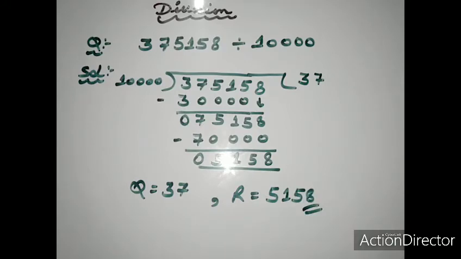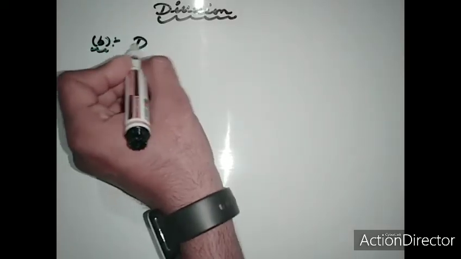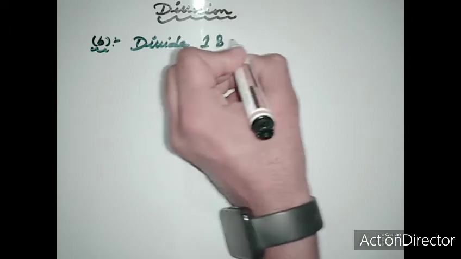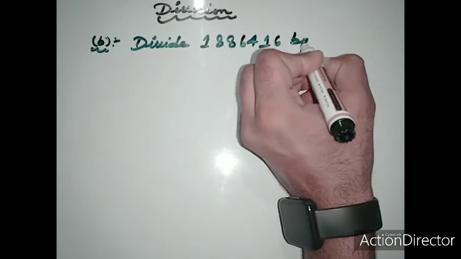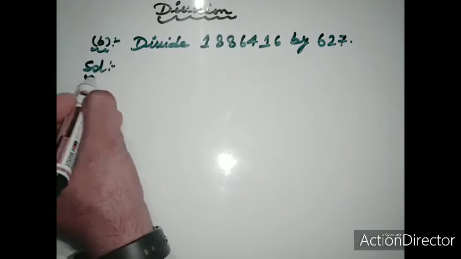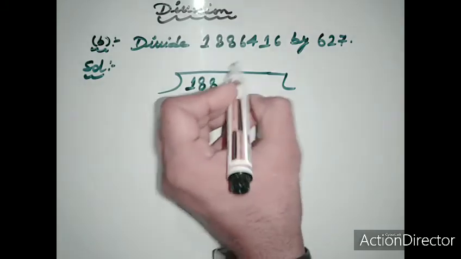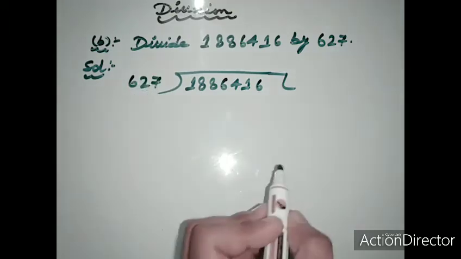Okay students, so now here we take one another example related to division. Now here we divide 18,86,416 by 627. Now we divide this number, and here we use basic method of division here. So here we write this dividend, and here we write divisor.